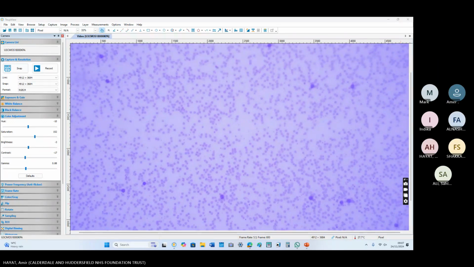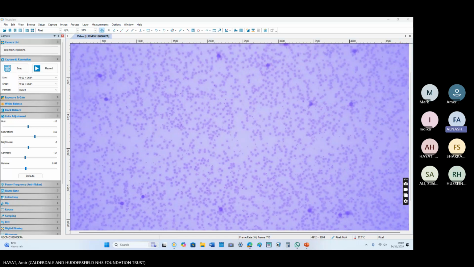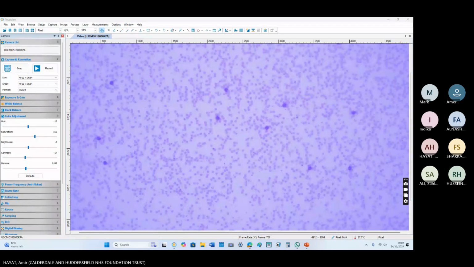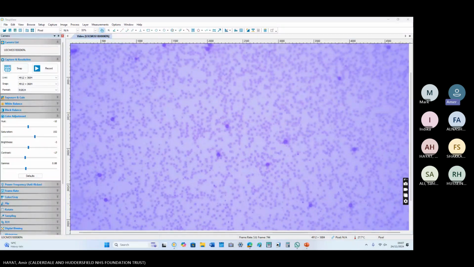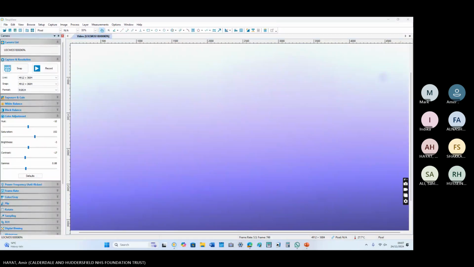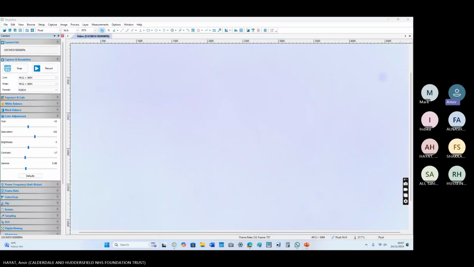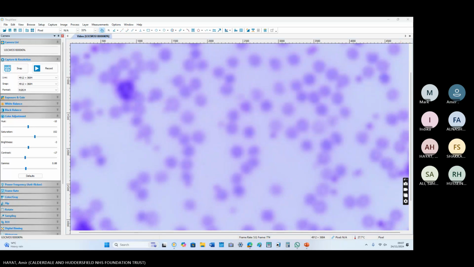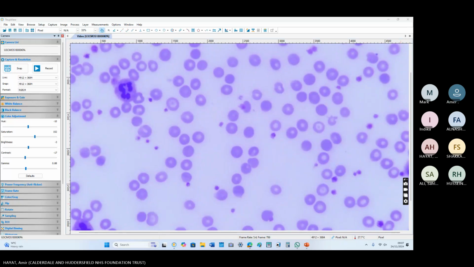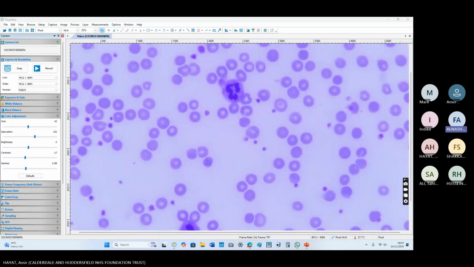Thrombocytosis. What is the HB? HB is 99. We'll go to higher power to see the cell. Target cells? Yeah, I will.